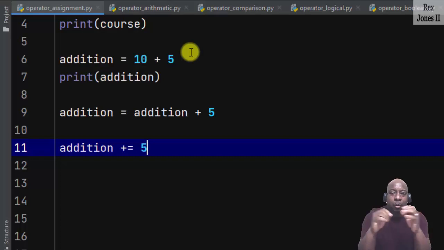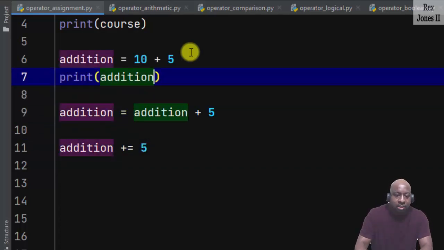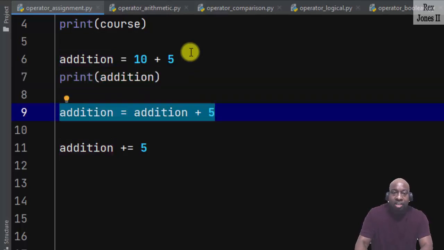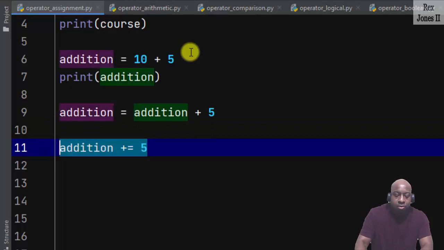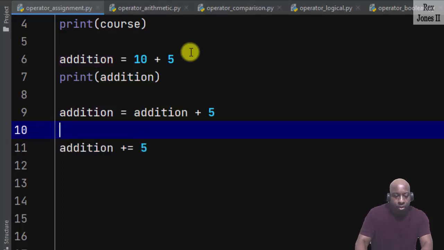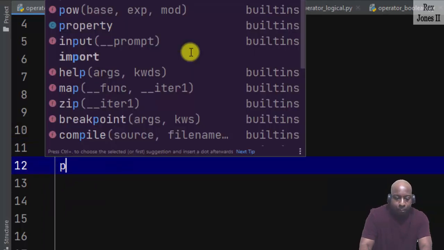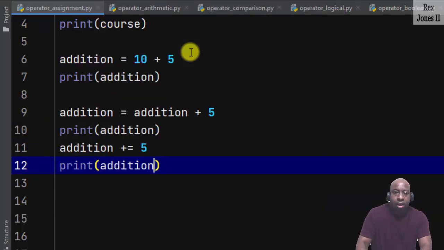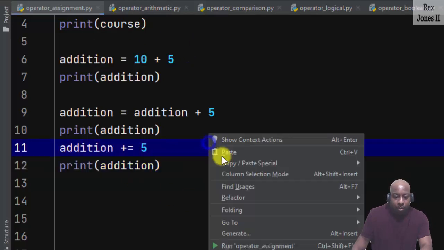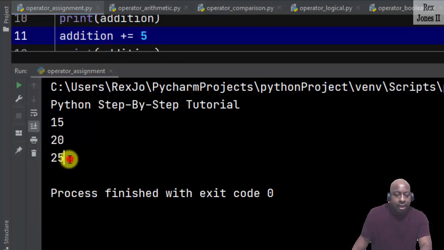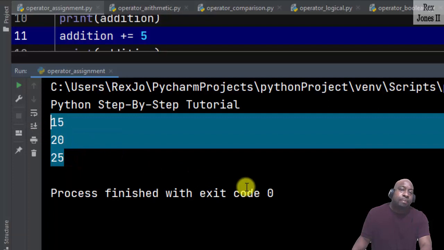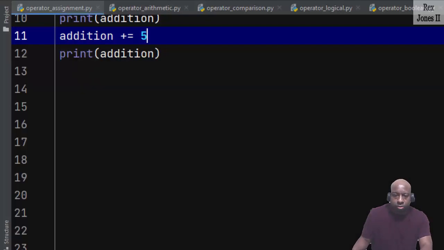It's the same process. Now I'm going to print. And when I print, we know this statement is 15. Incrementing by 5 will be 20, and the last value would be 25. So I'm going to print addition and print addition again, then run. And yes, we see it incremented by 5: 15, 20, and 25.